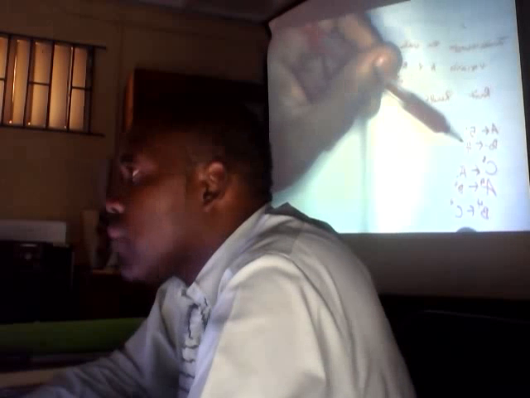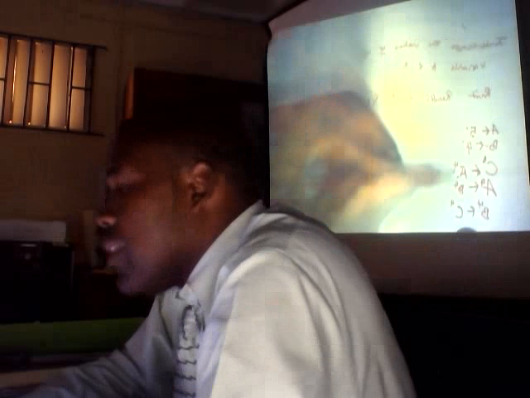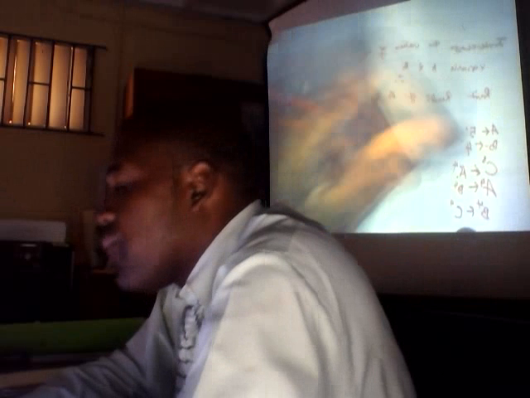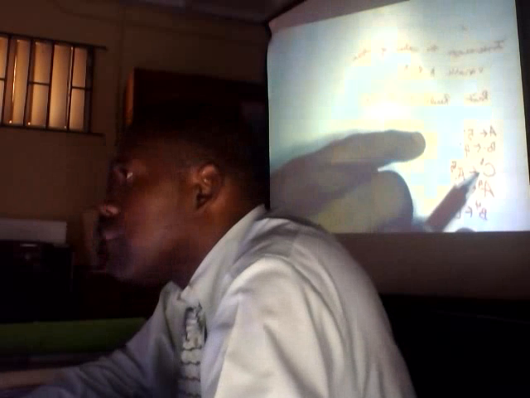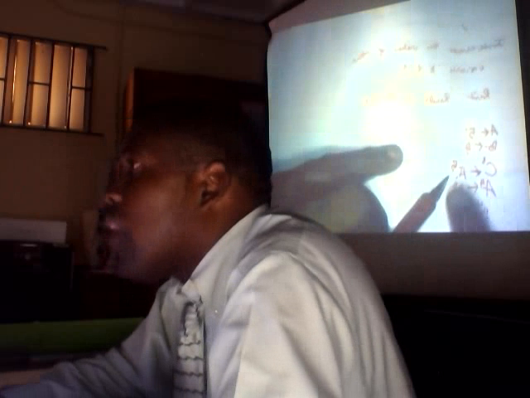A is 5 right here. B is 4. Yes? So when you say C is assigned A right here, the value of 5 is being passed into the variable C. When you do that, what happens to the value of A?